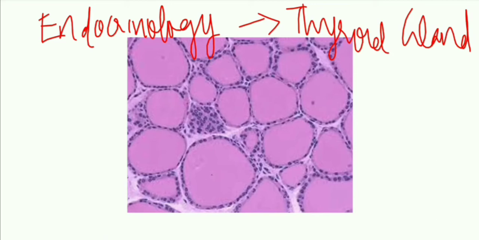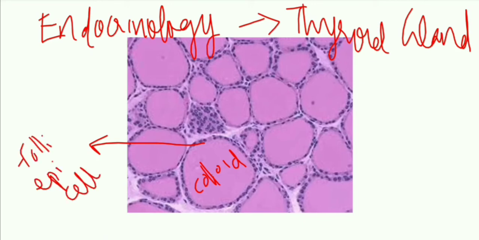Here you can see the thyroid follicle, a lot of thyroid follicles. So inside this pinkish material it is the colloid, surrounded by these follicular epithelial cells. So these together will form the thyroid follicle.